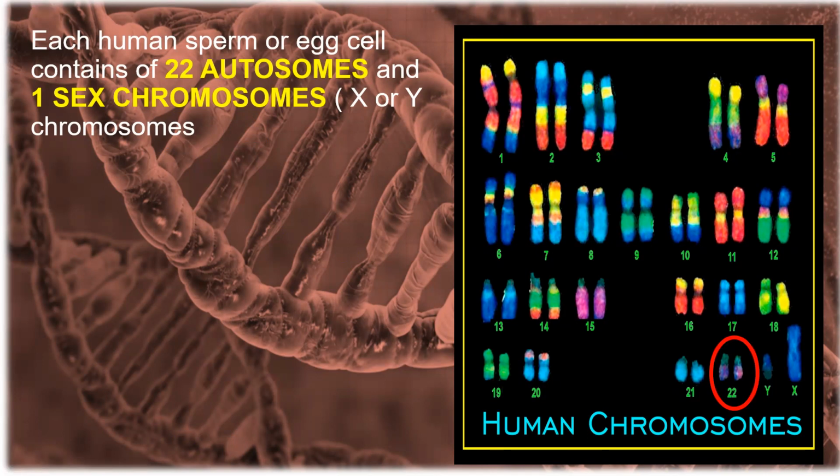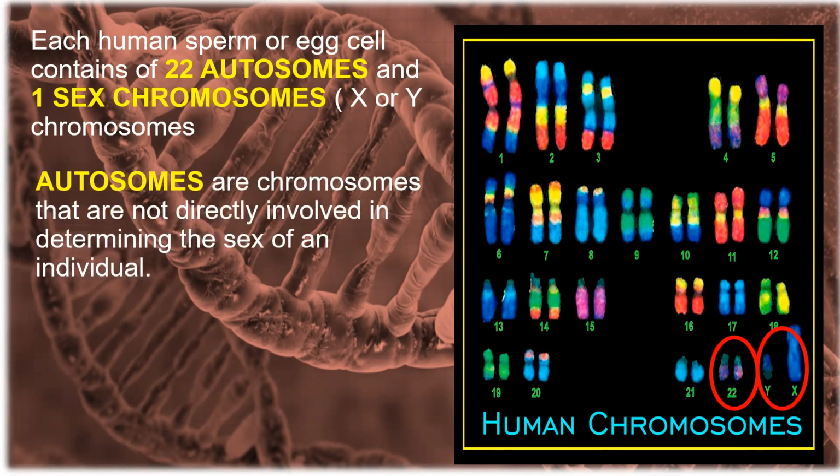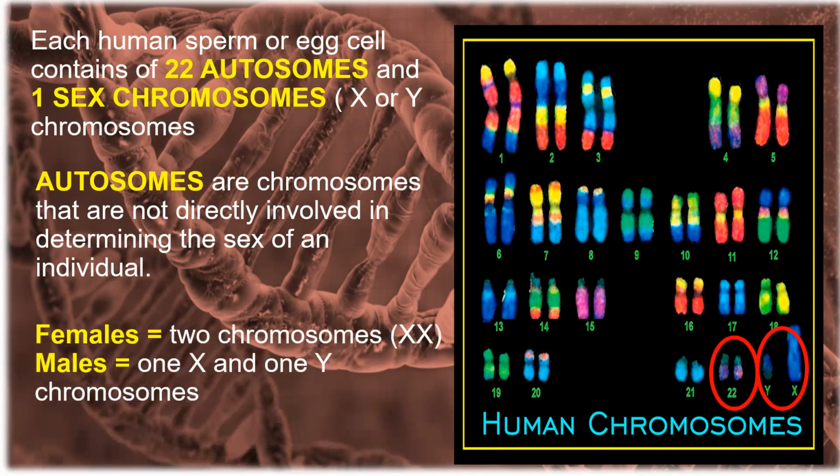We cannot identify now if it is a boy or a girl because autosomes are chromosomes that are not directly involved in determining the sex of an individual. Remember this, 22 autosomes and 1 sex chromosome. You cannot determine whether it is a boy or a girl because these chromosomes are not directly involved in determining the sex of an individual. Females have 2 chromosomes, double X. Males have 1 X chromosome and 1 Y chromosome.